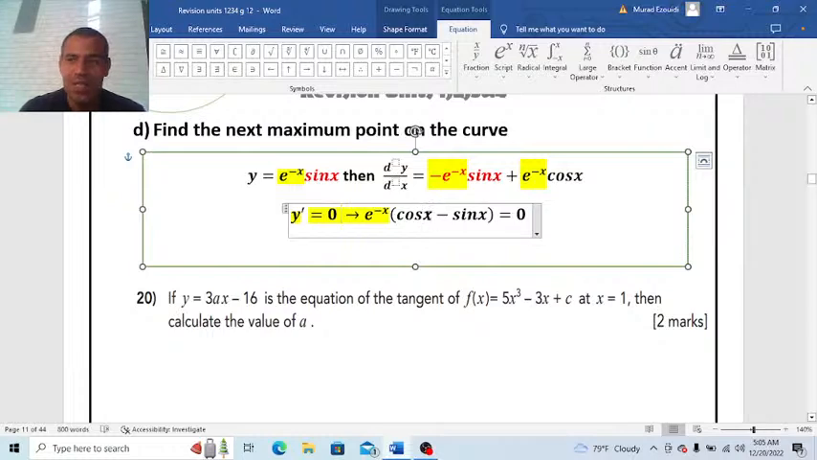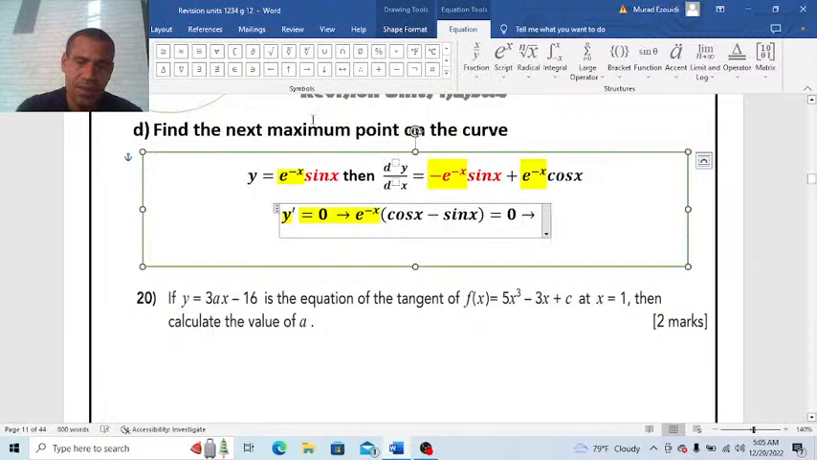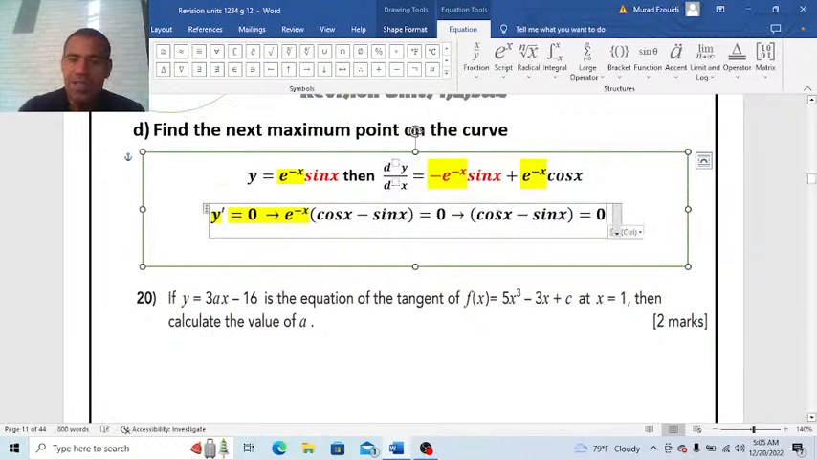Cosine pi over 4 is 1 over root of 2. Sine of pi over 4 is 1 over root of 2. 1 over root of 2 minus 1 over root of 2 is really 0. Meaning this one is 0 in fact. So this will give us cosine x minus sine x equals 0.